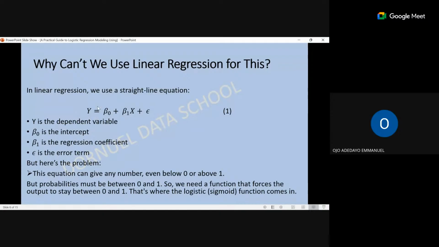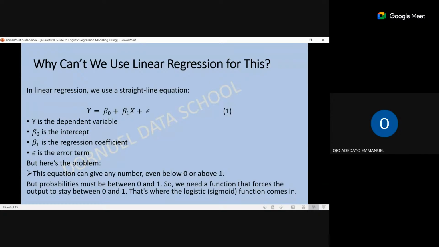Now, this equation that you are seeing can give any number. After I've calculated beta naught and beta 1, supply me the value of x, and I'm going to predict y. So y can come out as any number. You may have 2 point something, you may have 3 point something, you may have 500. Y can come out as any number, and the number can be below 0 or above 1. So this equation 1 that you are seeing can give you any number that is below 0 or above 1.